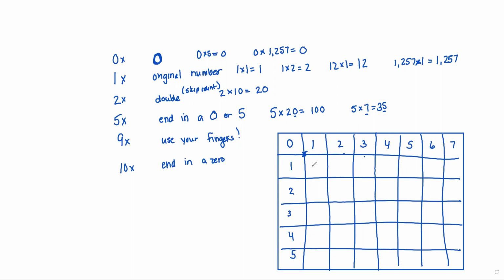1 times 1, any number times 1 is just itself, so that would be 1. 1 times 2 is 2. 1 times 3 is 3. 1 times 4 is 4. And then you would go down the other side and you would have 2 times 2. 2 plus 2 is 4. 2 times 3, 6.